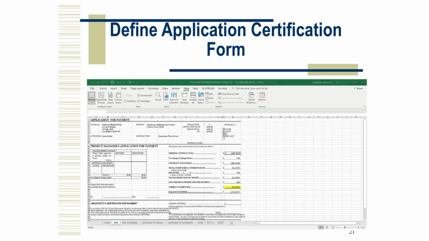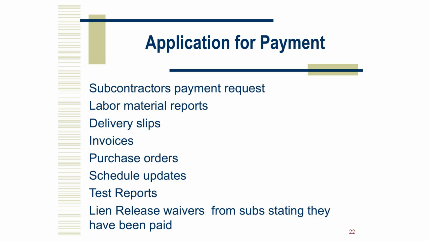Any stored materials must have backup. Insurance and bonds must be current. Expect to attach subpayment requests, labor reports, delivery slips, invoices, purchase orders, schedule updates, test reports, and lien waivers. Lien waivers matter. They protect the owner and keep the chain of payment clean.